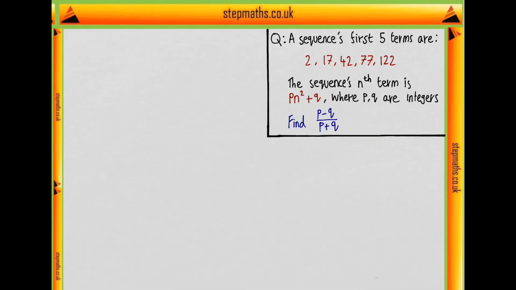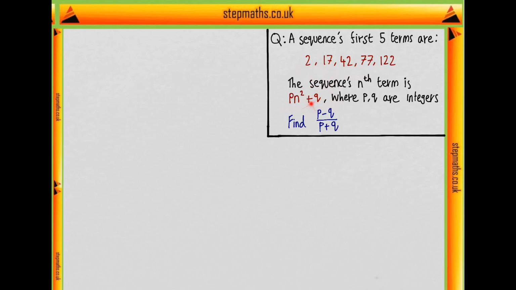So how do we go about this? Well, we're asked to find (P minus Q) over (P plus Q). So unless we get lucky, we're probably just going to have to find P and Q. So how do we do this? Well, all our information is here, because we've got a general formula for any n, and some examples of what happens when n's 1, n's 2, n's 3, etc. So this is where all our equations are going to come from.